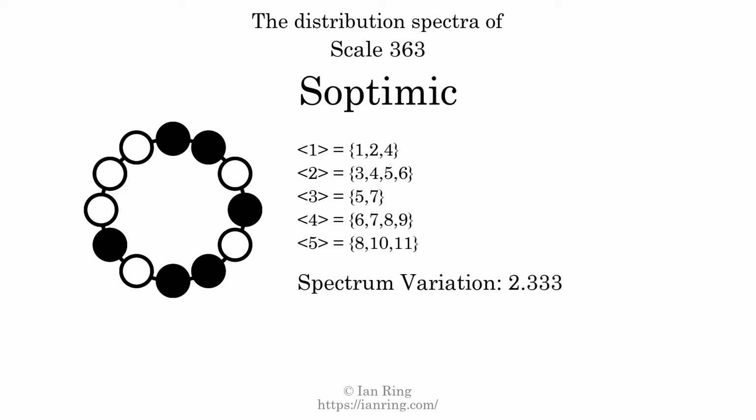The spectrum variation of this scale is 2.333. Since the variation is greater than 0, this indicates that the scale is not perfectly even. The highest spectrum width is 3. Since this is greater than 1, we know that this scale is not maximally even.